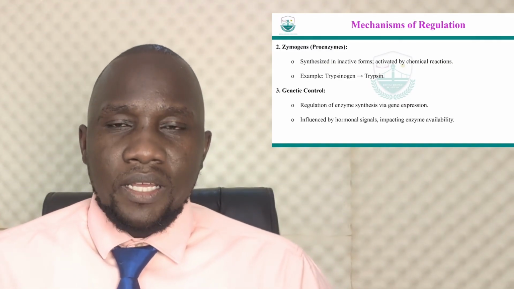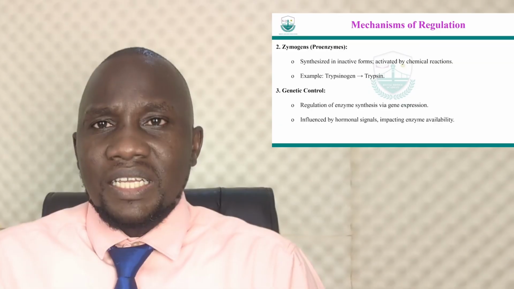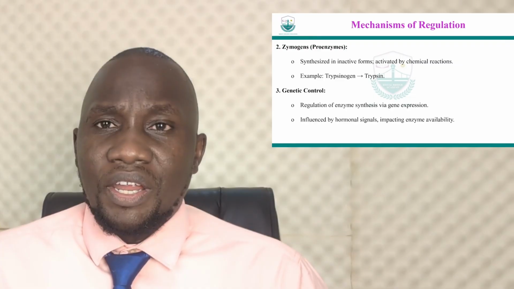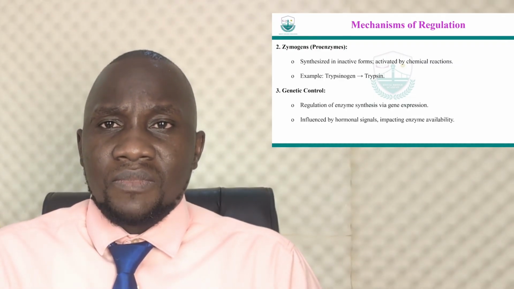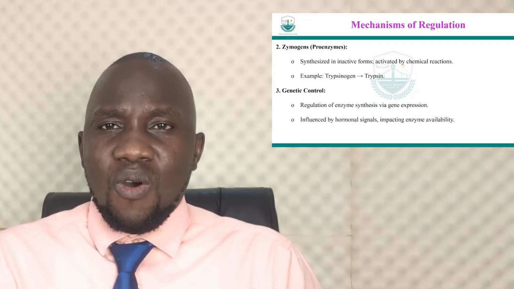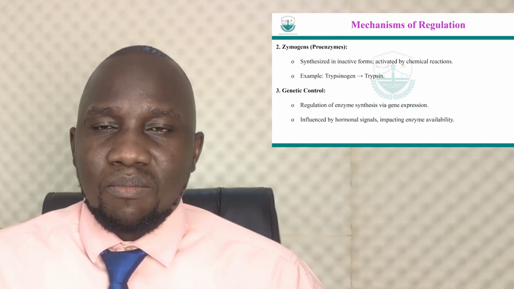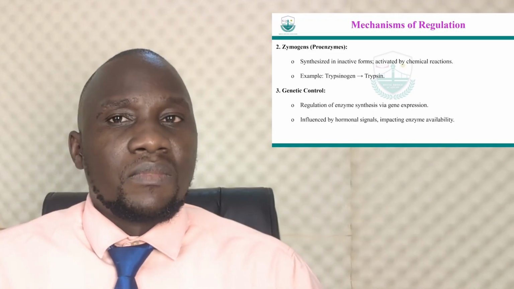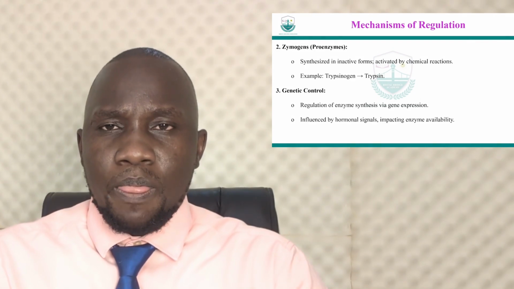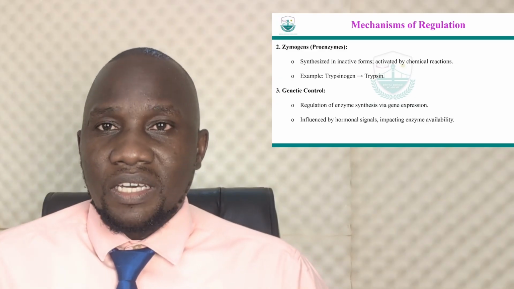The second way is by having enzymes synthesized in inactive forms and only converted into active forms when the conditions are ripe. That means these enzymes are only active when they are needed. That is very important for controlling metabolic reactions, because if you produce enzymes that are active in the immediate environment, it can cause damage or injury to tissues.